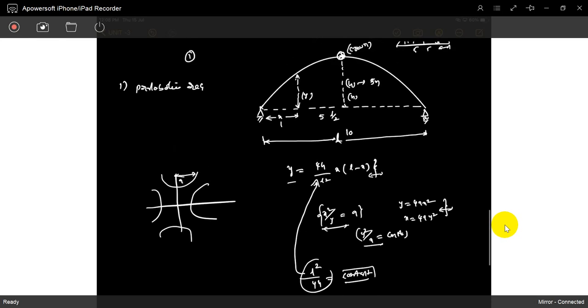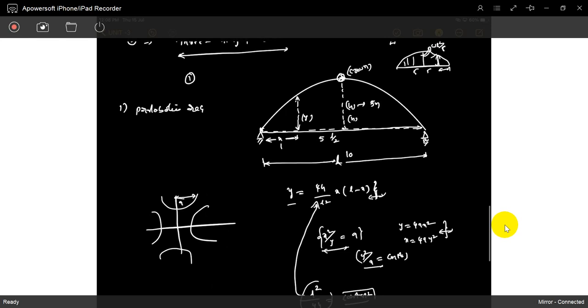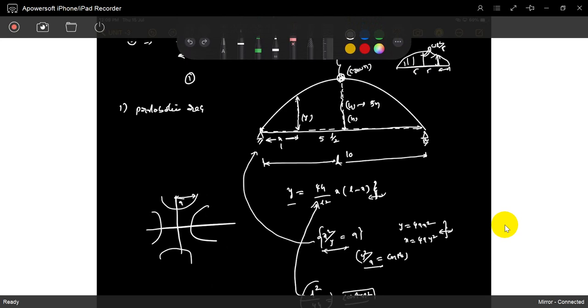You can use this formula throughout this span, from this up to the end point. But if you want just a very small section, if x, y are very small, you can easily use the equation x square by y is a constant. So you know it.